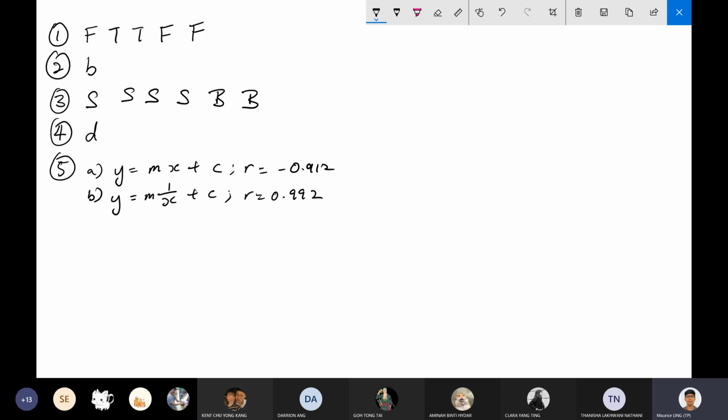Stay on for the next two parts. So part C, which model is better? Second one. Okay, so the second model is better, but why? Because you have an R value closer to 1. Okay, because what you should write is the absolute R value is closer to 1.